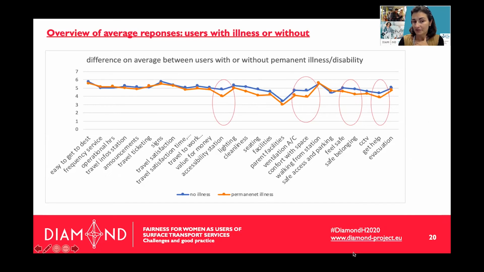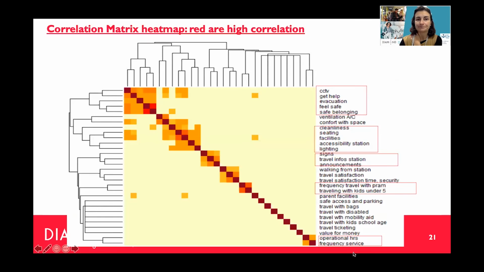And people with illness or no illness, again, these are the number of categories that we spoke about, where the difference was reported and was detected to be significant. So feeling safe for the sake of belonging, capacity for getting help in evacuation, comfort with space, and accessibility to the station are among the main ones.